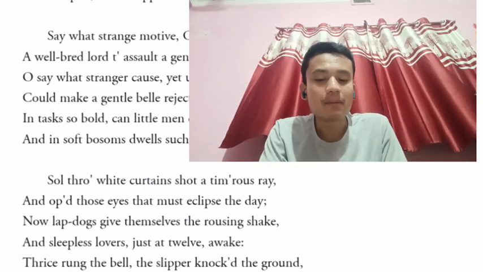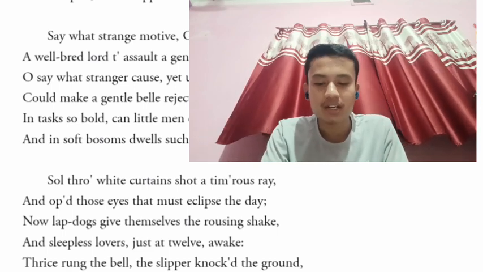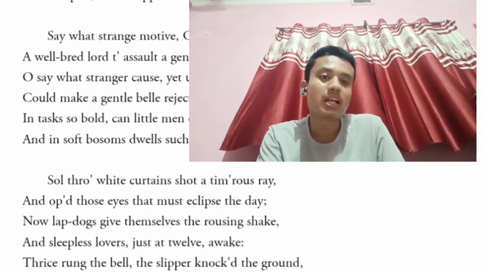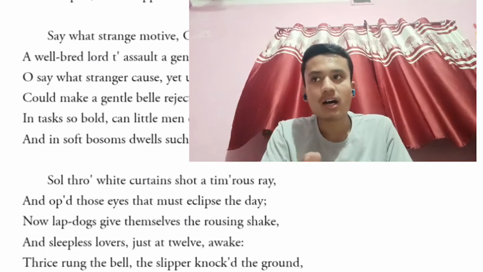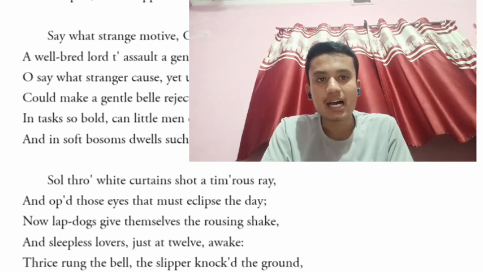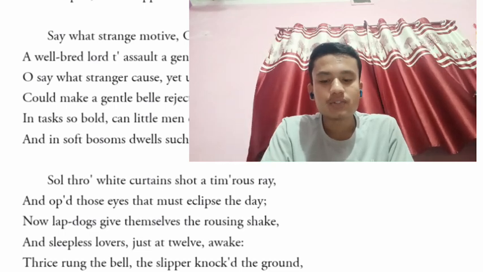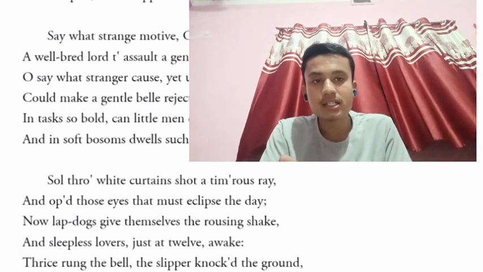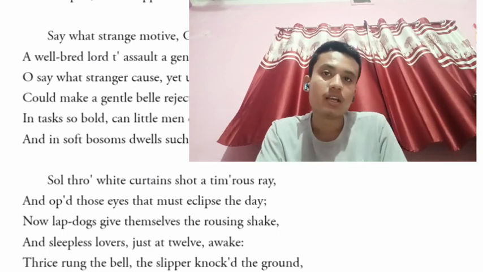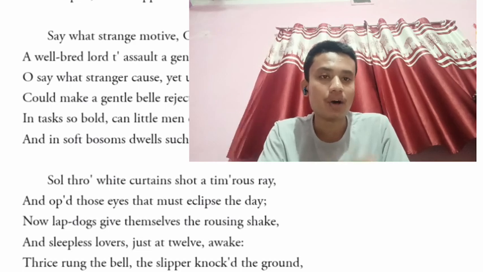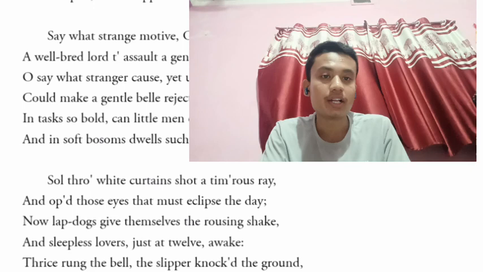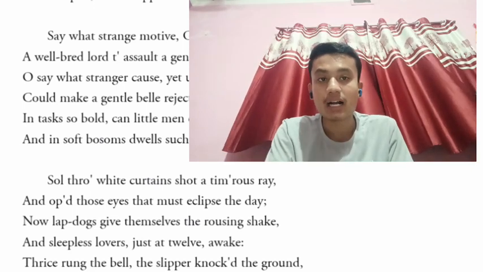Next. Now lapdogs give themselves the rousing shake. I mean, the lapdogs are shaking their bodies. Here the concept is that in that time, if someone had a lapdog, you can say that they belonged to the aristocratic society. Even if a woman is carrying a lapdog, people could say that she belongs to the aristocratic society. It's a kind of symbol.